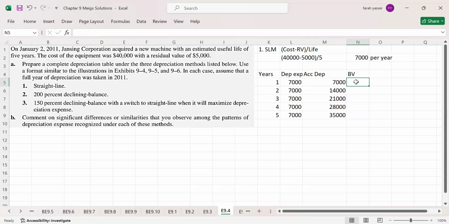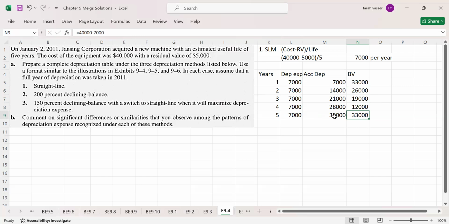What is the book value? Book value is a simple formula: cost minus accumulated depreciation. So cost is 40,000 minus accumulated depreciation of 7,000. In the second year accumulated depreciation is 14,000, so we deduct 14,000. In the third year accumulated depreciation is 21,000, so we take 21,000. In the fourth year it is 28,000, so we take 28,000. In the fifth year accumulated depreciation is 35,000.